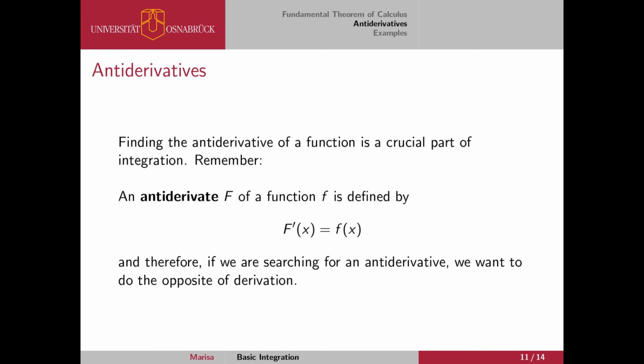You already saw the definition of an antiderivative earlier. It is defined that if you take the derivative of the antiderivative, this will yield your normal function again. So the derivative of capital F of x is equal to small f of x. And therefore we need to do the opposite of derivation.